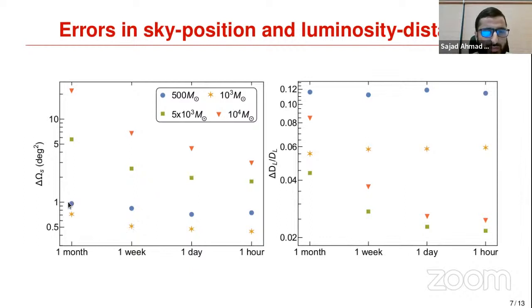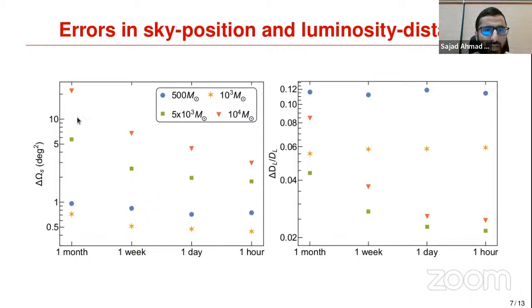For the low mass systems, the sky resolution is better as compared to the high mass systems, because these low mass systems will spend a large number of cycles in the frequency band of LISA, and LISA's orbital motion will help in breaking degeneracies among the parameters, and hence facilitates better localization of these sources.